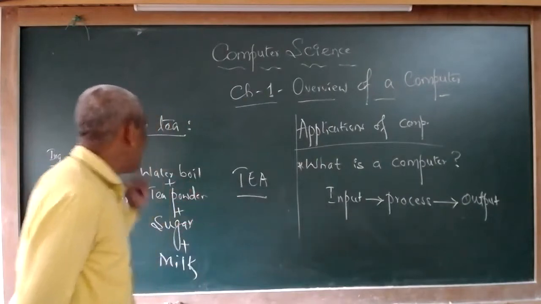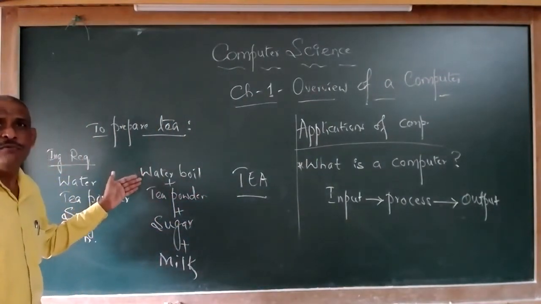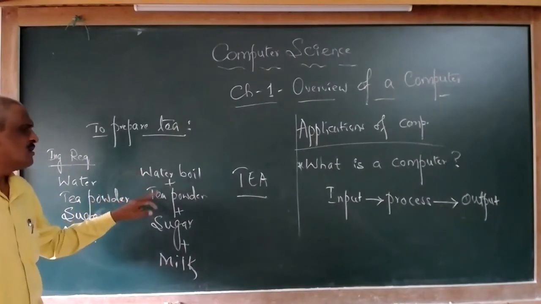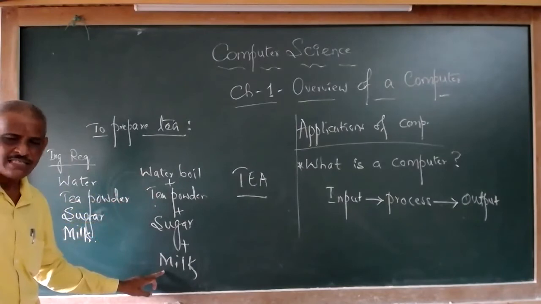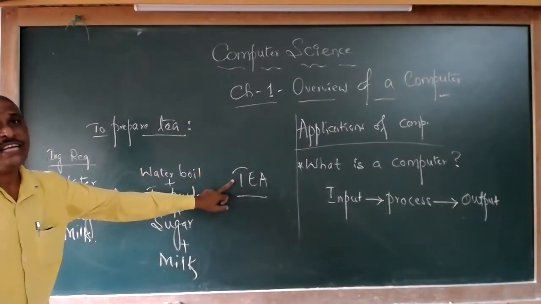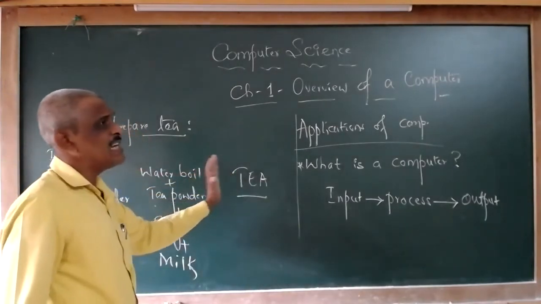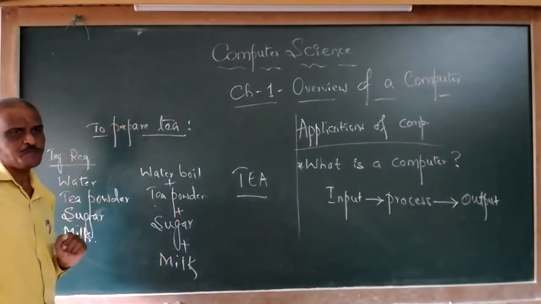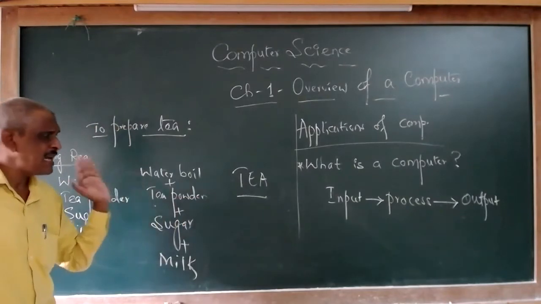Right? Here also the same thing has happened. You boiled the water, and in the boiling process we have added tea powder, sugar and milk. Then at the end, what result are we getting? A tea is ready. When tea is ready, you don't call it coffee. This output directly depends on your inputs. Whatever inputs are processed, the same thing you will get as an output.